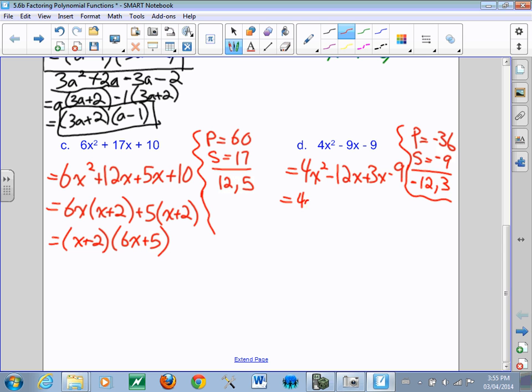All right, let's factor out what's in the first two. Hopefully you see there's a 4x. So you're left with x minus 3. In the last two, you have a plus 3, so you're going to have x minus 3. So x minus 3 times 4x plus 3. And there we go. Let's take a look at our second page.